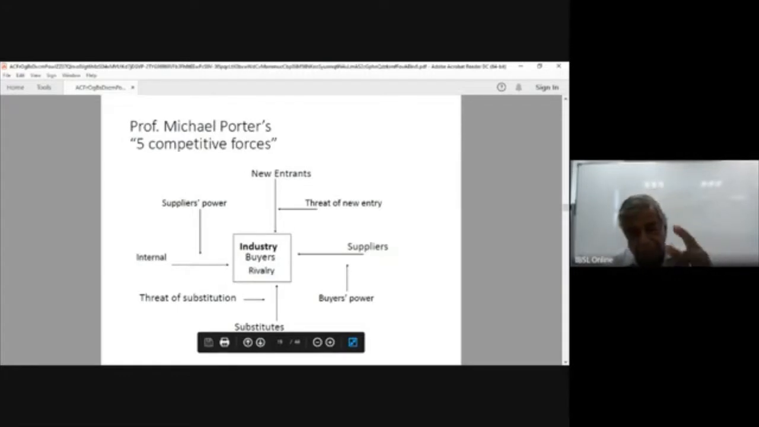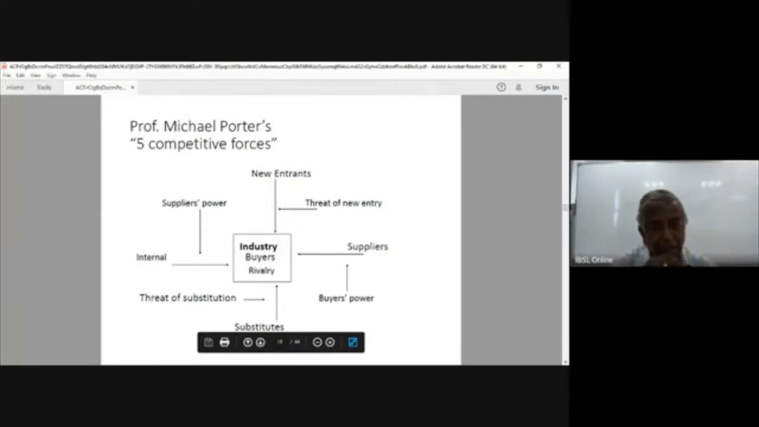The first force is the internal rivalry within the industry. Then the second force, the new entrant, the people who try to come in within the industry. If any other firm or company tries to produce footwear items, then that is the other force.